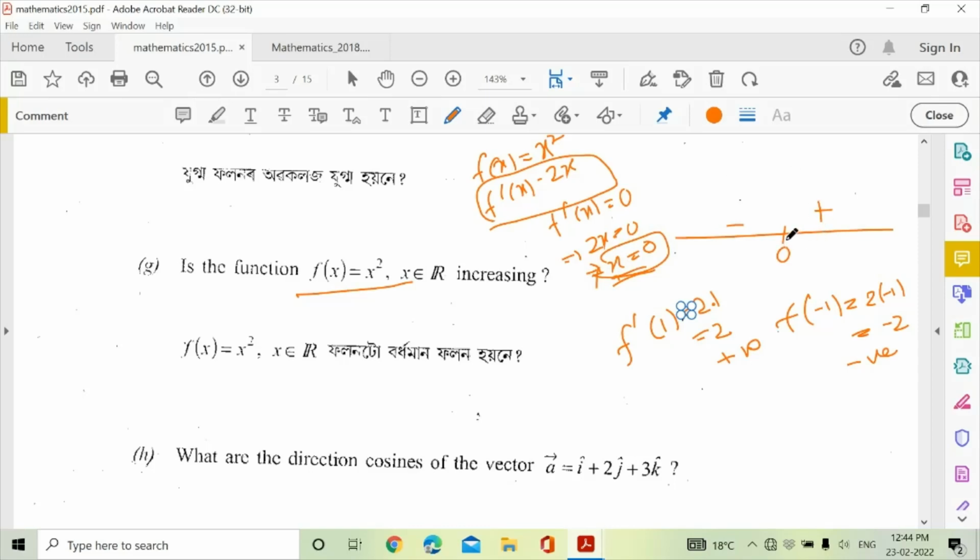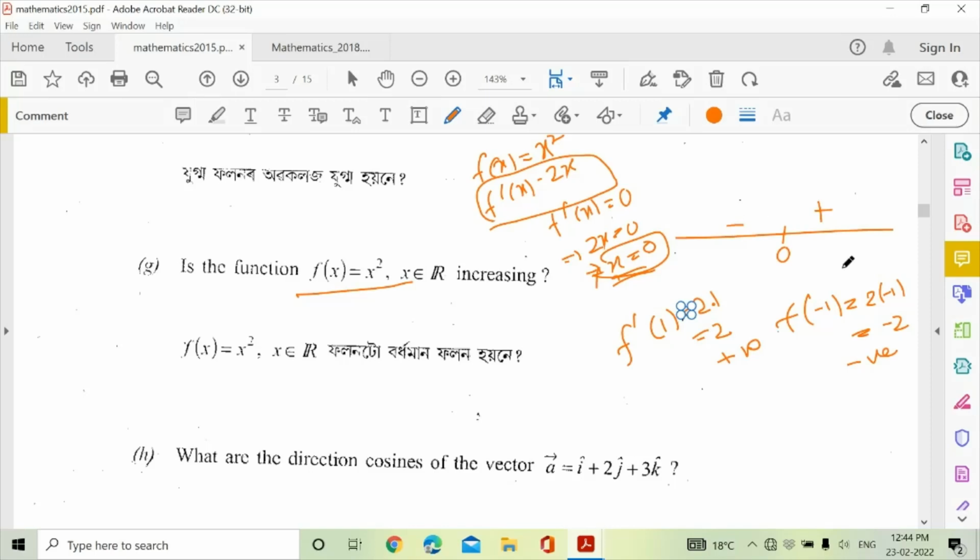Now you have to consider one point which is greater than 0. For a number greater than 0, you have got a positive value of f dash x, plus. For x less than 0, we have got a negative value, so write down minus. So listen, plus means increasing, minus means decreasing.